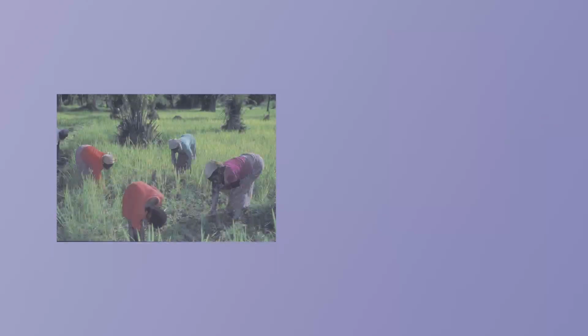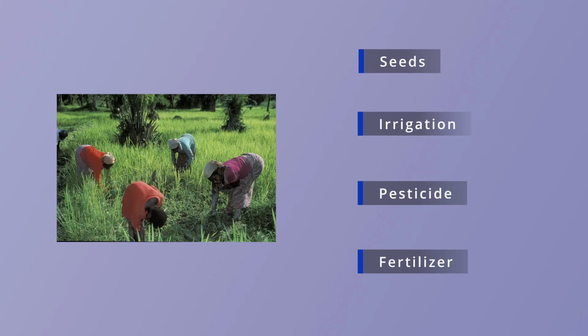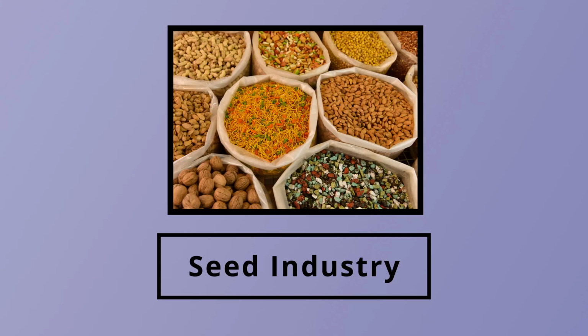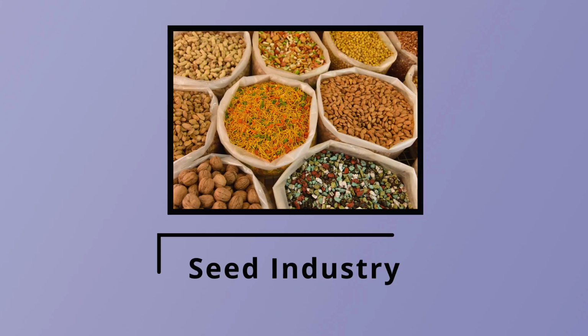So as you know, to produce anything, we need a lot of inputs or raw materials, but here we will discuss only the important inputs or raw materials for the agricultural sector. So because of that, we are going to discuss the industry of the seed, irrigation, pesticide and fertilizer. Now let us first go for the seed industry.